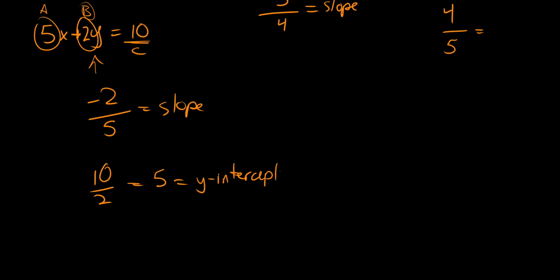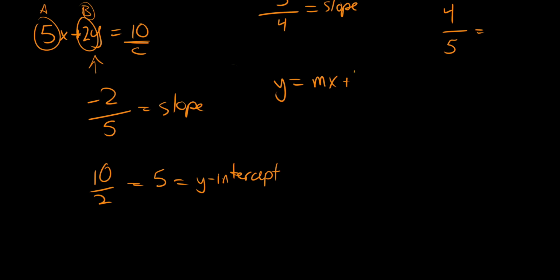So how would we go from this standard form of the equation into the slope-intercept form? Well, it would be pretty basic. We already found the slope. We already found the y-intercept. So we can just plug those values in.